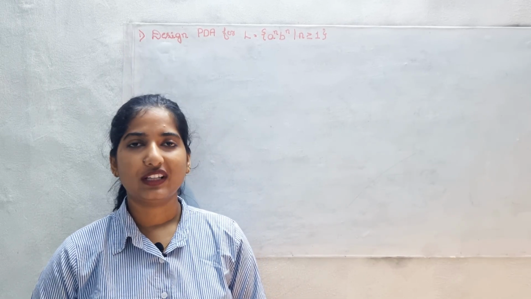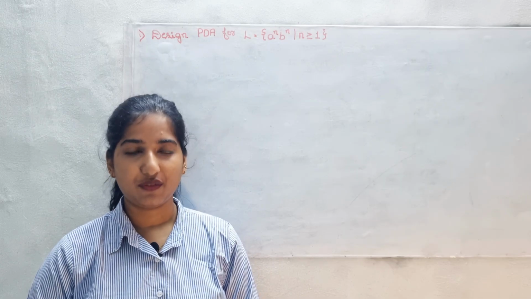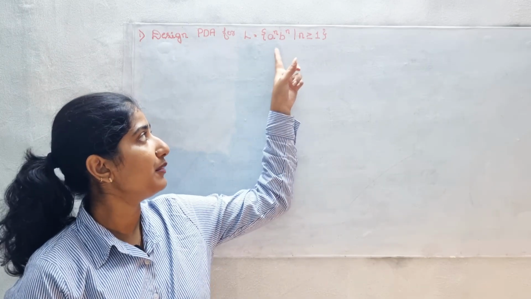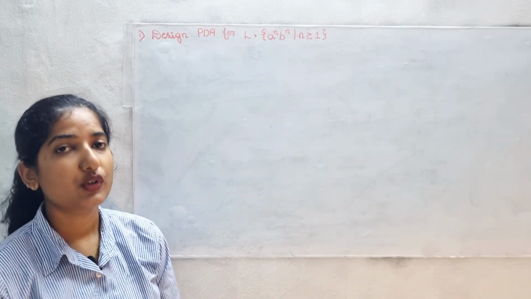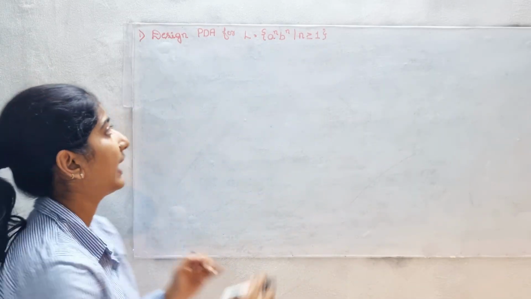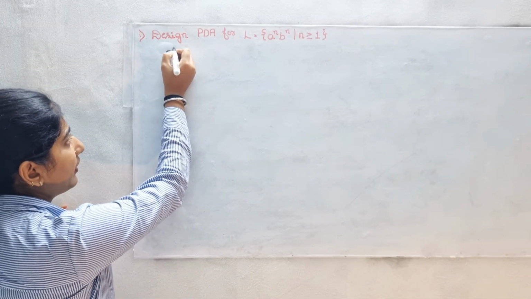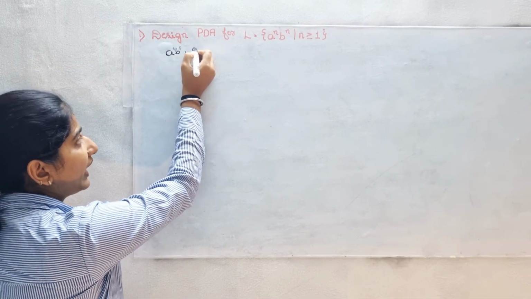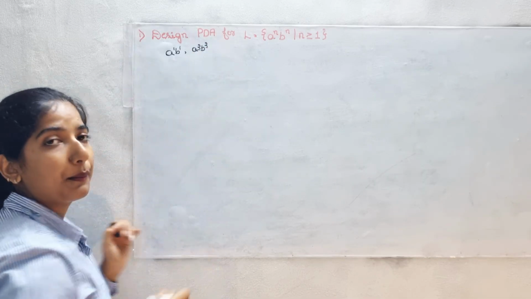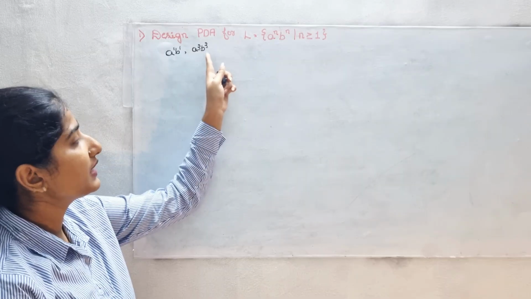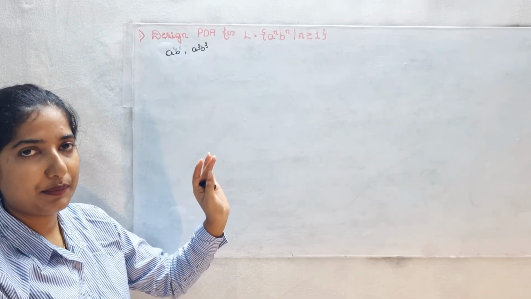So in today's video, let us see how to design a PDA for the language a to the power n, b to the power n, where n is greater than or equal to 0. So a to the power n, b to the power n means it should be like a to the power 1, b to the power 1, or a to the power 2, b to the power 2, which means the power should be the same for both a and b.